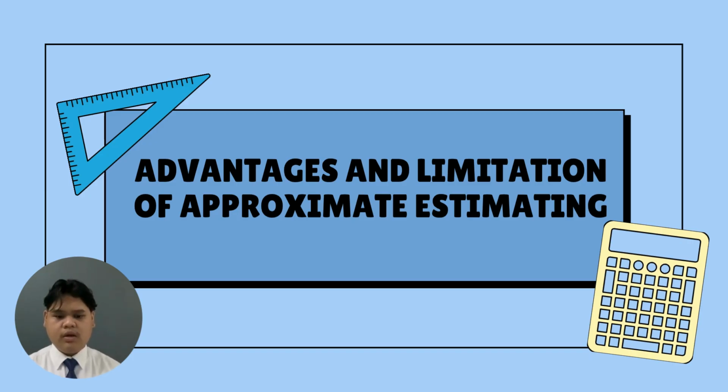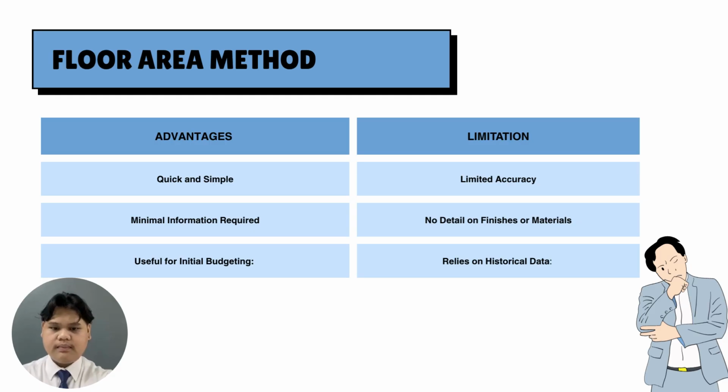Advantages and limitations of approximate estimating. The floor area method has several advantages, especially during the early stage of a construction project. It is quick and simple to use, requiring only basic information such as building type and total floor area. This makes it very useful for initial budgeting, giving client and planner a rough idea of the overall project cost.